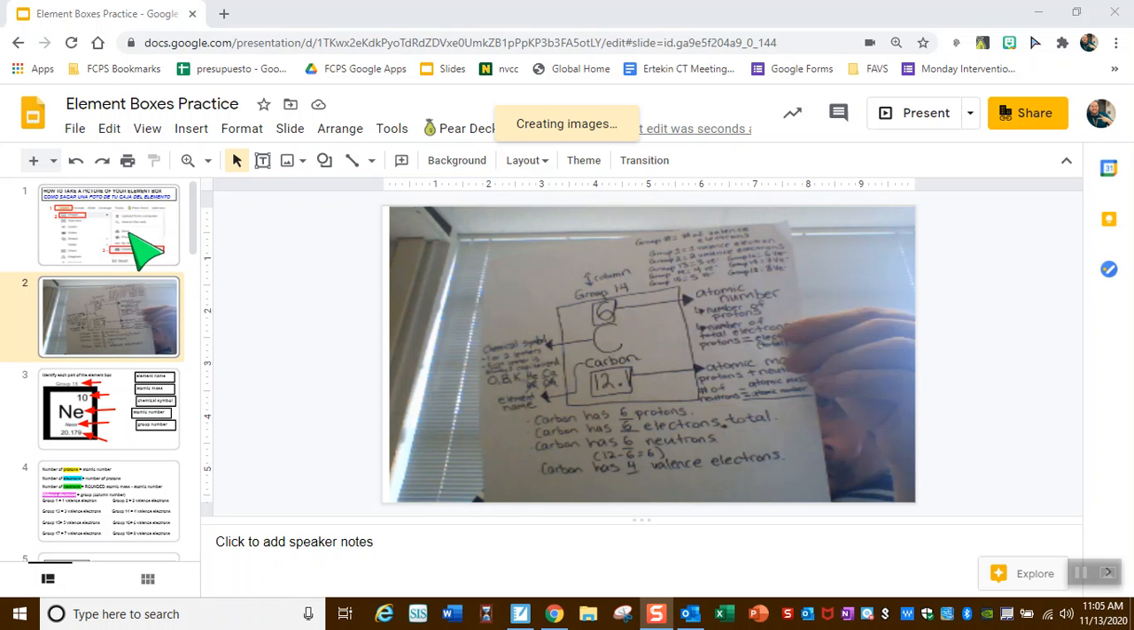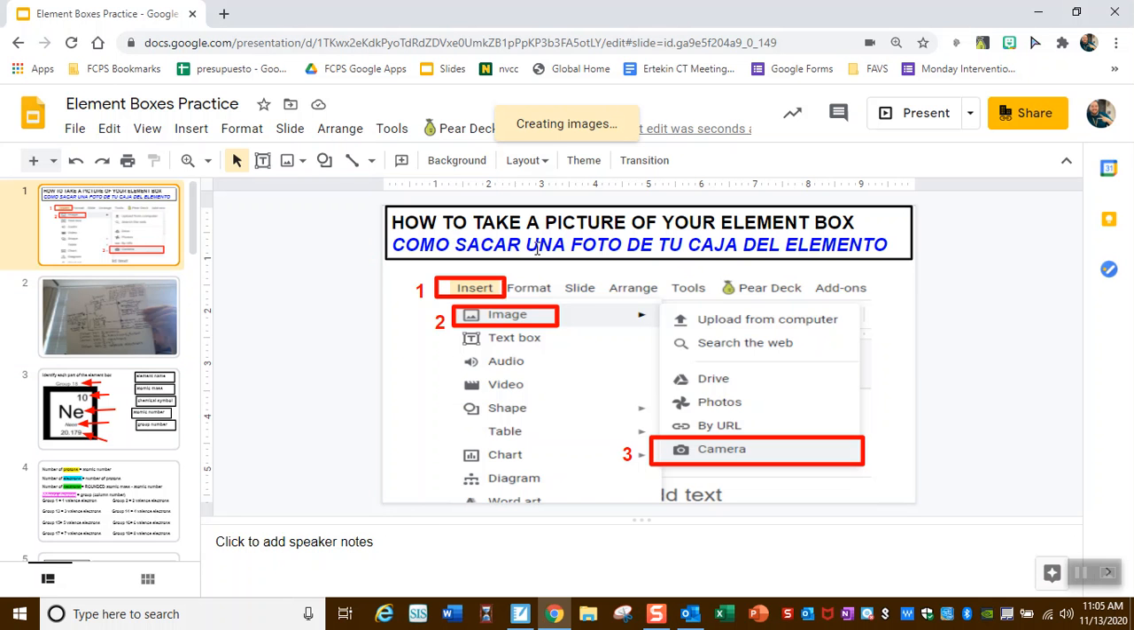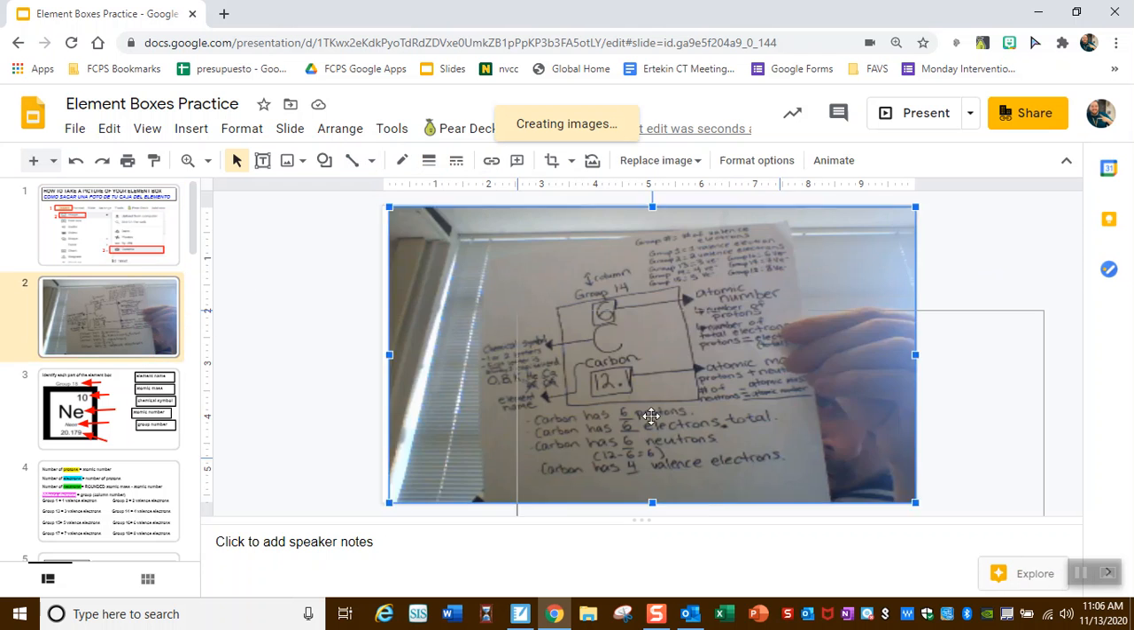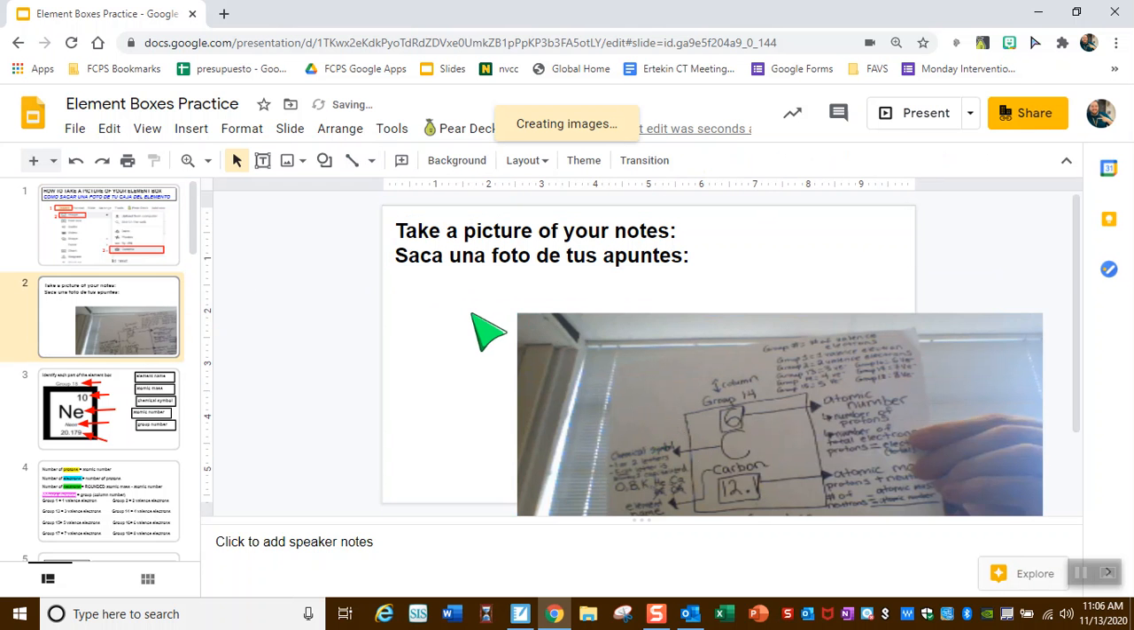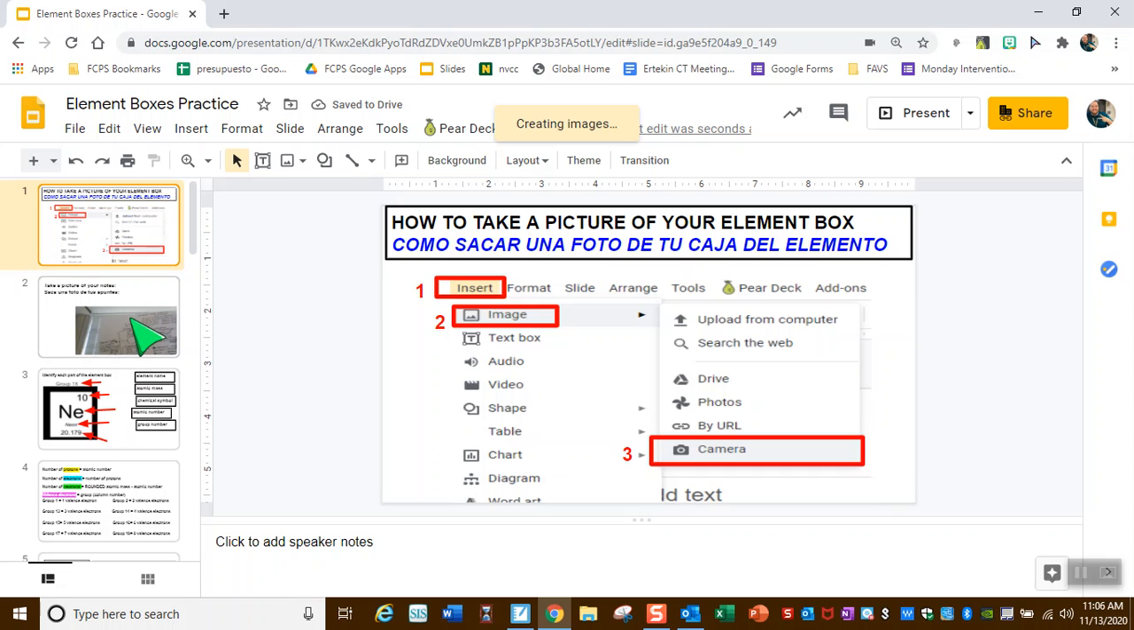Okay, let's do some of your homework together. Remember, the first thing you need to do is take a picture of your element box notes that we did in class. Primero hay que sacar una foto de los apuntes que hicimos en clase. So go over here to this slide, okay, and follow these steps.